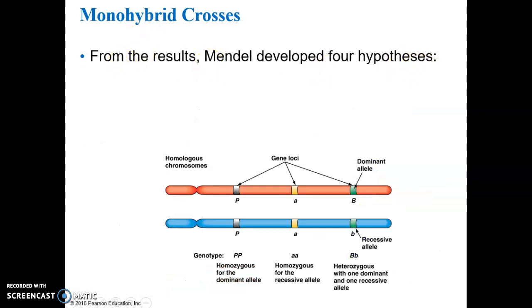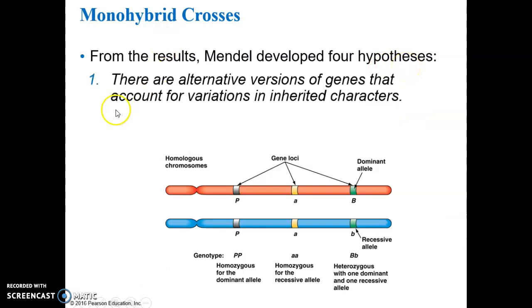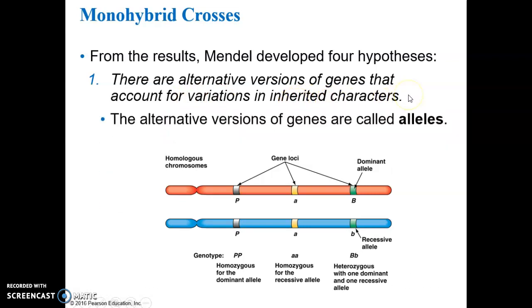So from the results, Mendel was able to develop 4 hypotheses. One, that there are alternate versions of the genes that we call alleles. Notice this is a dominant allele here and a recessive allele. We'll talk about what this shape is in a minute. But there are alternate versions of genes that account for the variations in the inherited characteristics. The alternate versions of the genes are called alleles.